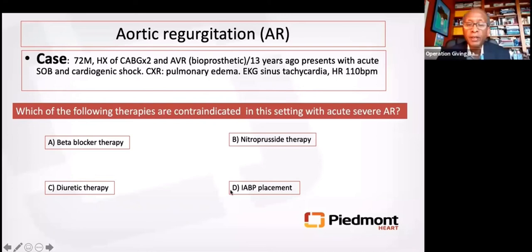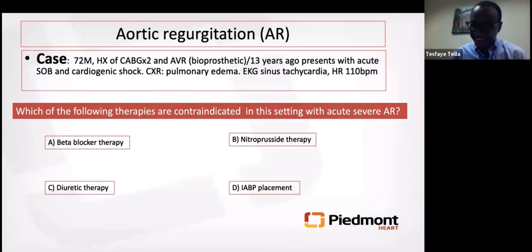Let's give 30 seconds for people to give answers. So A, beta blocker; B, nitroprusside; C, diuretics; and D, a balloon pump. So you're asking, which one would you not do? Yes. Acute severe aortic regurgitation.